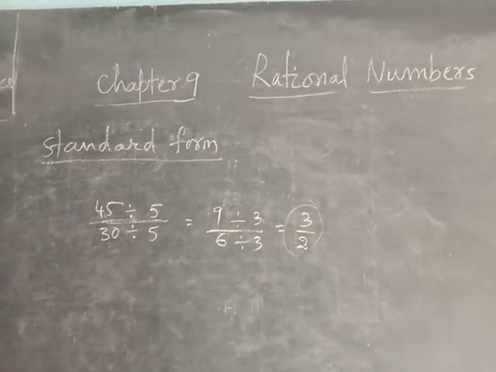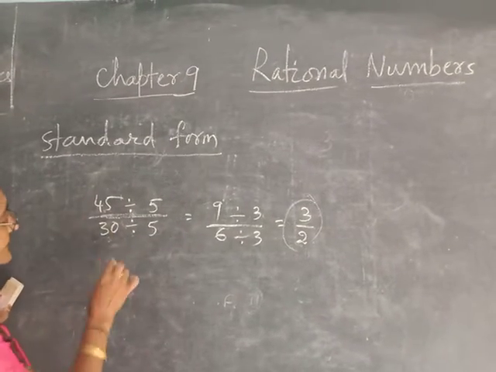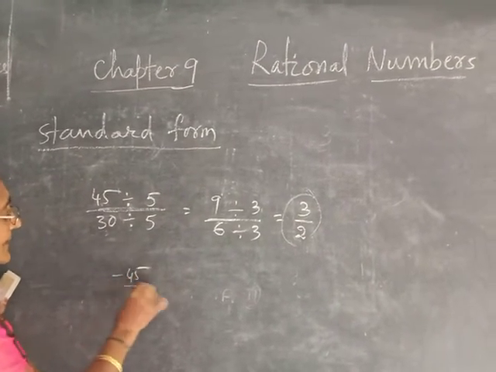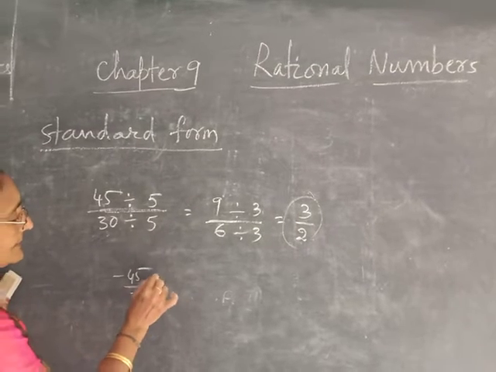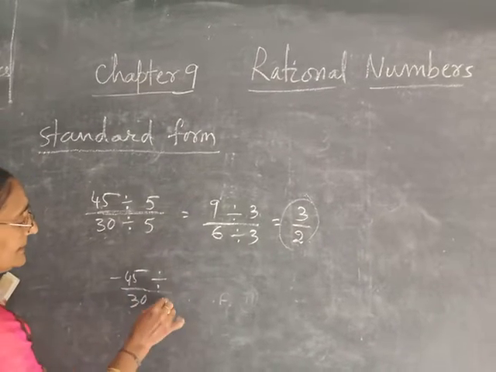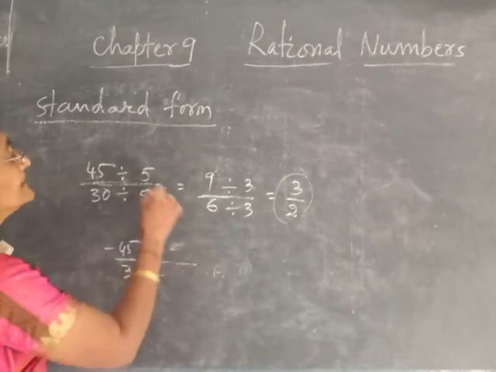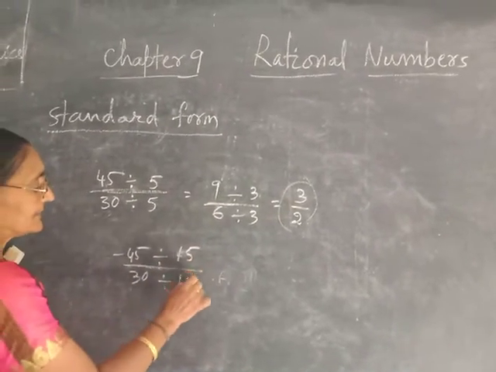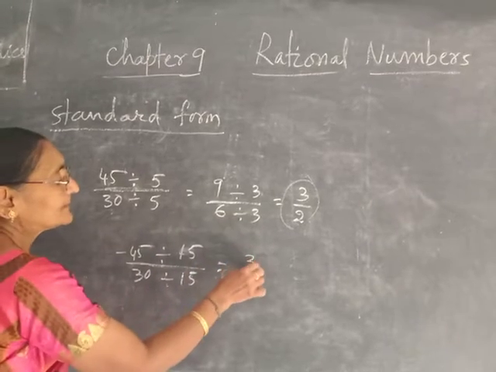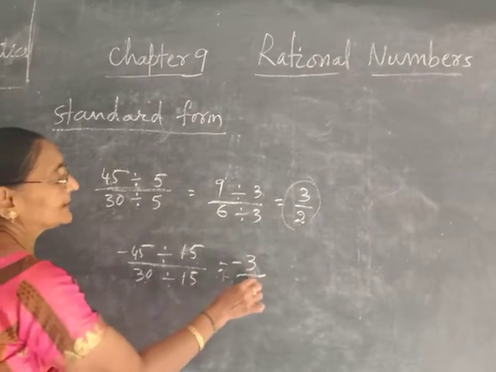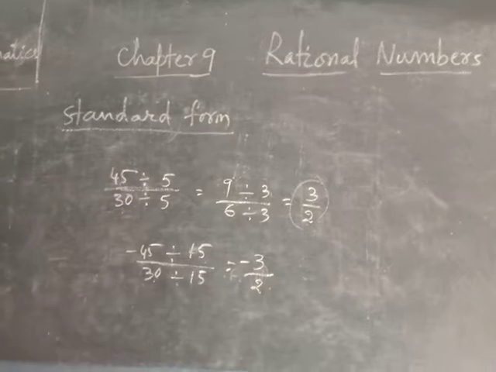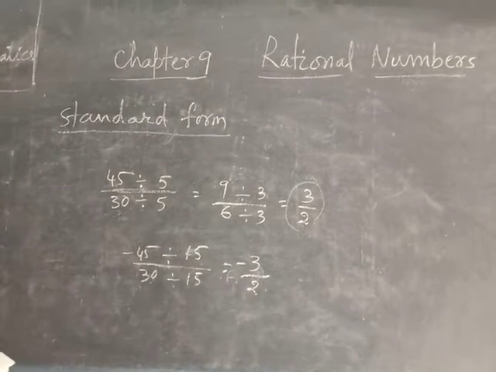Do you understand now? Now suppose a negative number is there. That is also the same, no problem. You leave the negative sign aside when you divide, then you put it back. You have to divide 15 3s are 45, minus you put, and 15 2s are 30. So minus 3/2 is the standard form of the rational number.